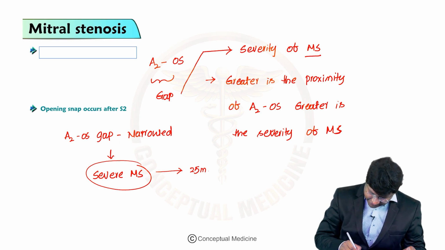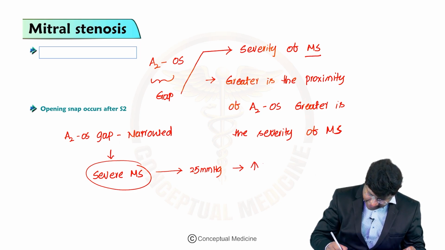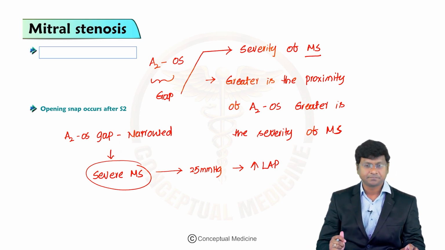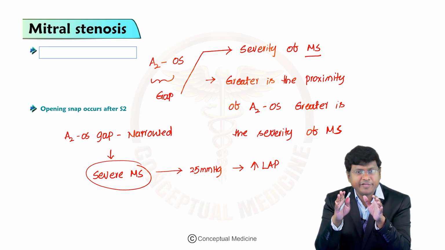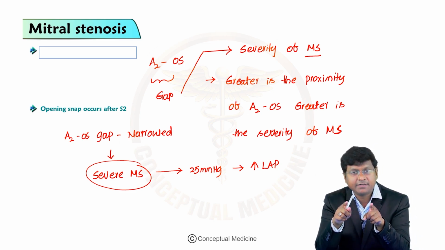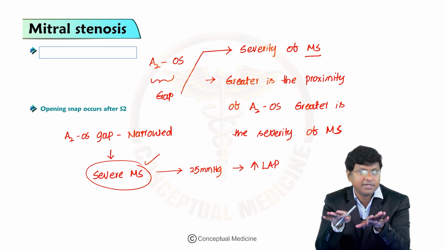In patients with severe mitral stenosis, when the pressure becomes almost 25 millimeters of mercury, the left atrial pressure is very high. So when should your mitral valve open? The mitral valve should open when the pressure within the left ventricle is less than that of your left atrium. Then the mitral valve opens, and the blood from the left atrium will gush into the left ventricle. That is a normal event.